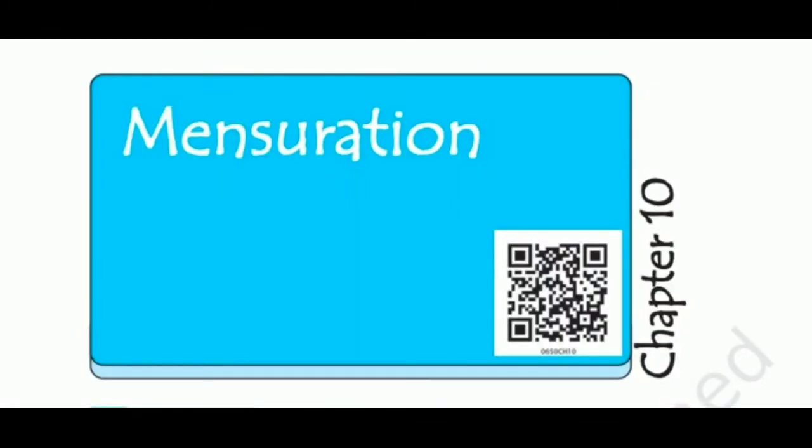As we are studying the 10th chapter of Maths, which is mensuration, today we will be discussing the area of a rectangle and perimeter.